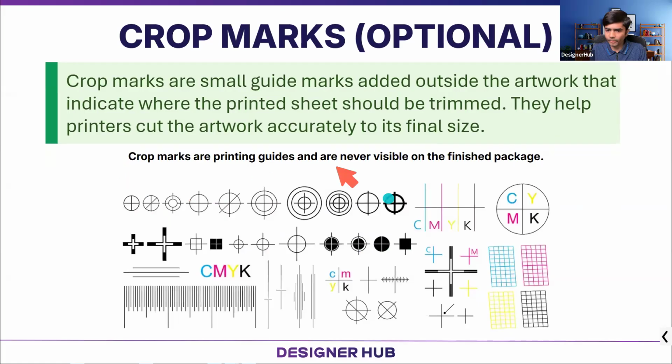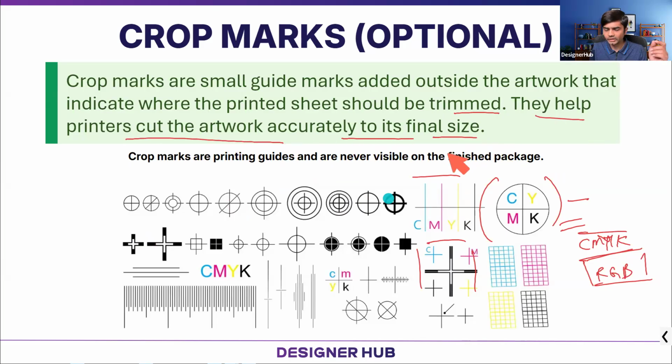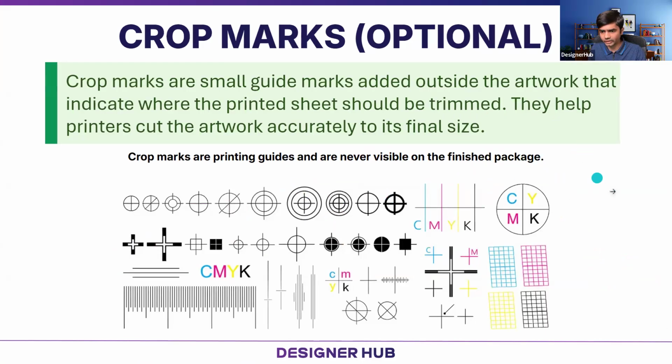Now there is something called crop marks. These are all the different formats that they create, and this is nothing but the color test marks. Okay. So these are nothing but the CMYK colors. Everything in printing goes in CMYK. What is CMYK? What is RGB? Today again we will touch base a little bit as I go forward. But the crop marks are the guide marks added outside the artwork that indicate where the printed sheet should be trimmed. They help printers cut the artwork accurately to the final size. Okay. So this is how the crop marks would look like. I will show you practically in Illustrator as well how to add them.